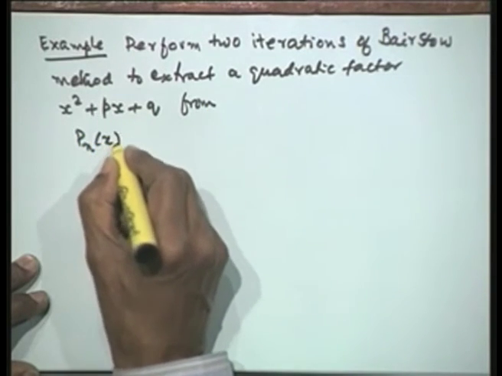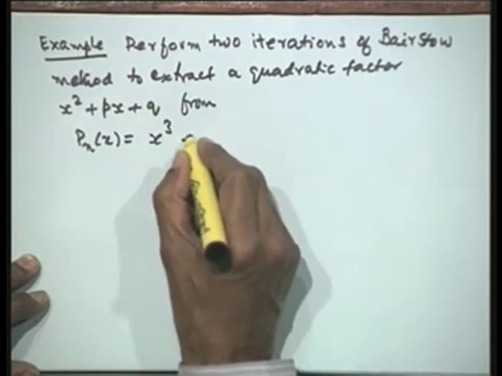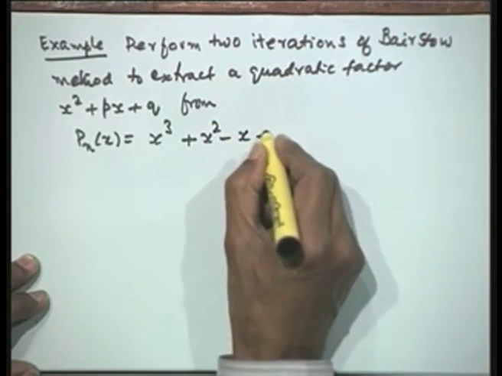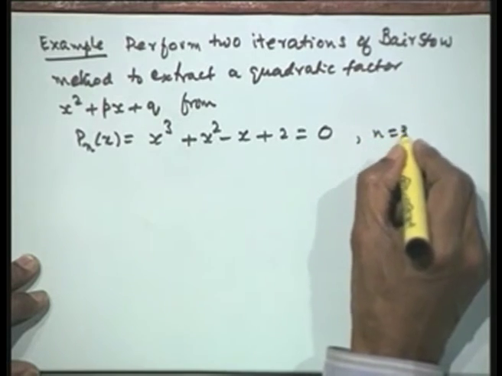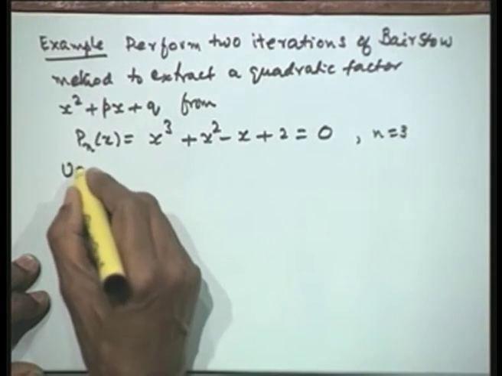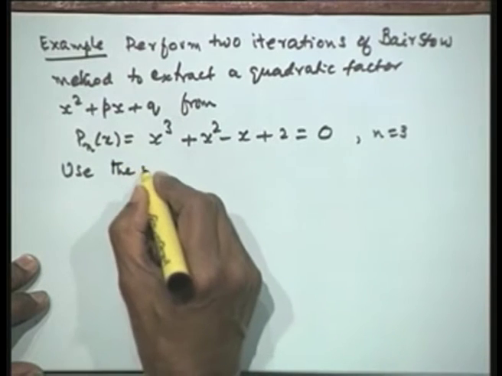P3(x) = x cubed plus x squared minus x plus 2 equal to 0. N of course is equal to 3 here, in this case n is equal to 3. Use the initial approximations.